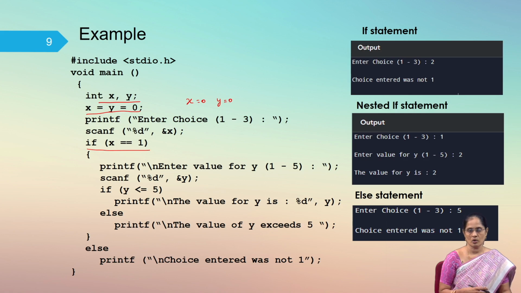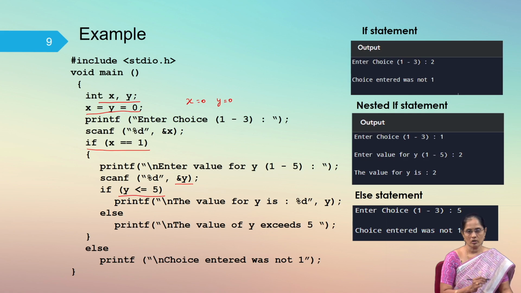It means we are allowing the user to enter his choice as 1 to 3, and if he enters the value 1, then again we have one more prompting statement to make him enter the value of y between 1 and 5. So, he is now allowed to enter the value of y only when the x value is 1. Then we check one more nested if statement, wherein we are checking whether the value of y is lesser than or equal to 5.